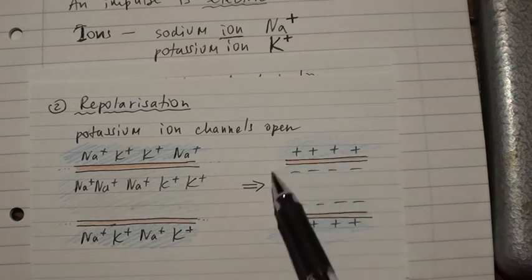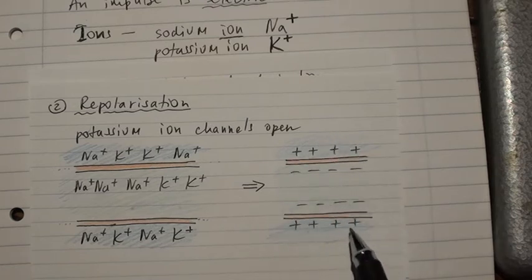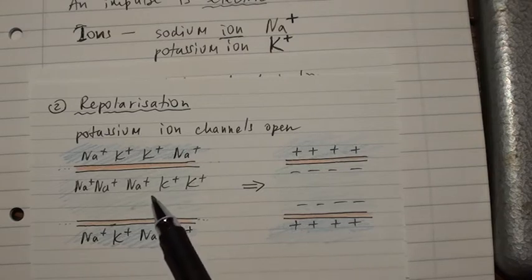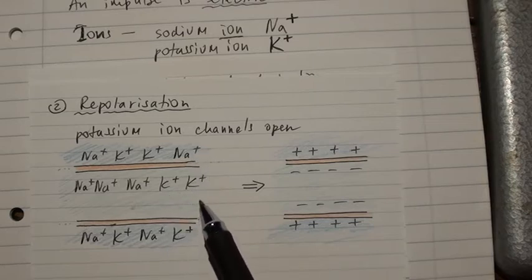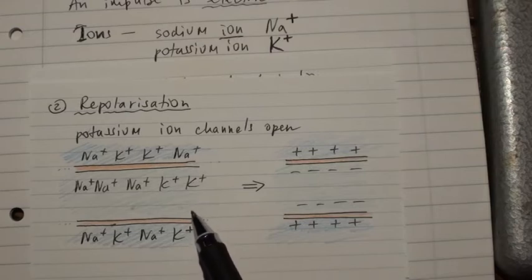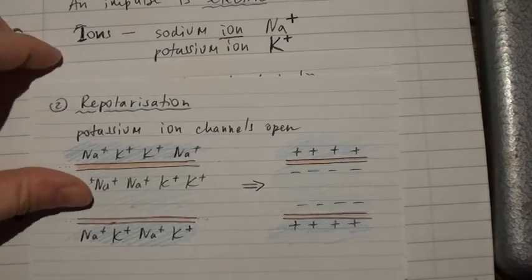So even though in terms of charge I'm seemingly back to resting potential, in terms of where my ions are located, I'm most certainly not. I'm kind of all over the shop here. So all the sodiums and potassiums are all mixed up. And this is where my sodium and potassium pump needs to come in.